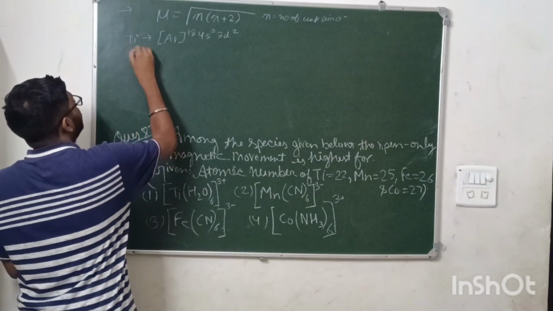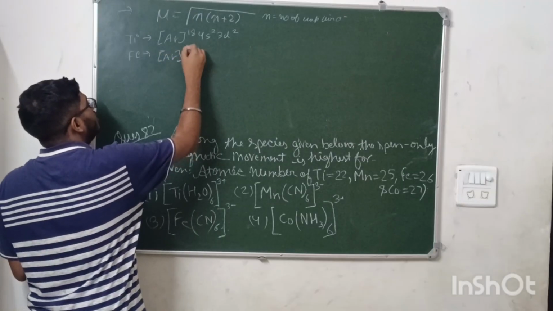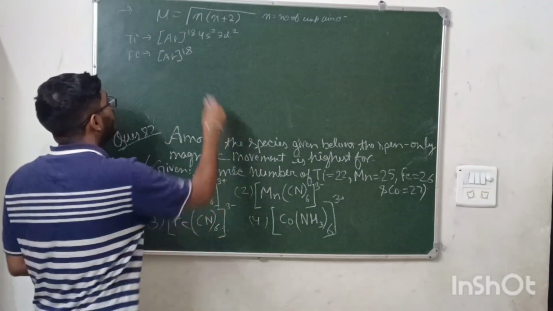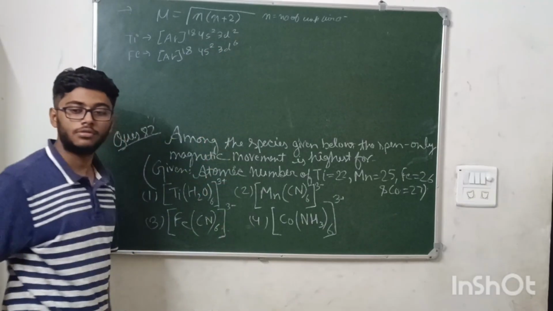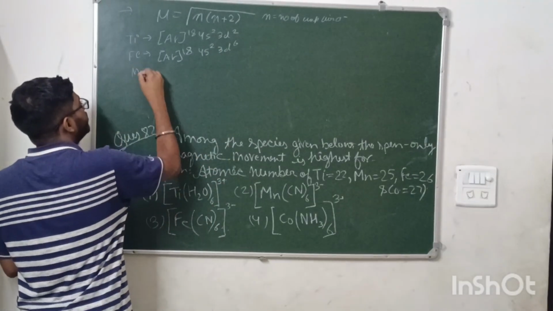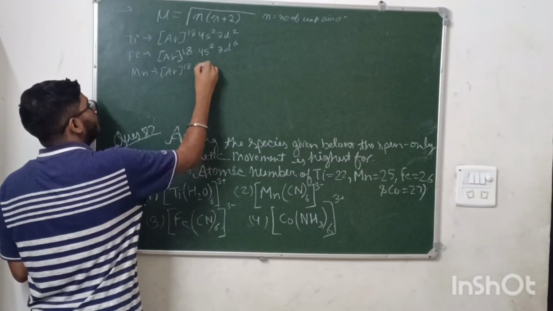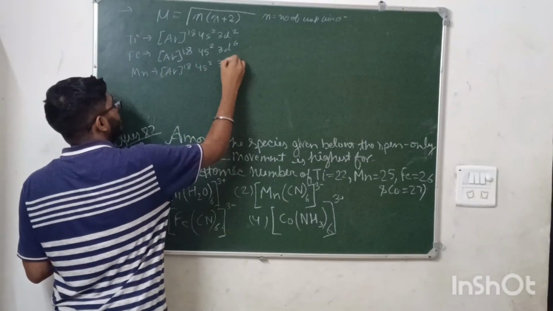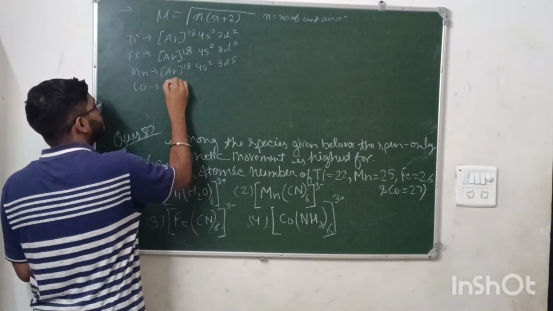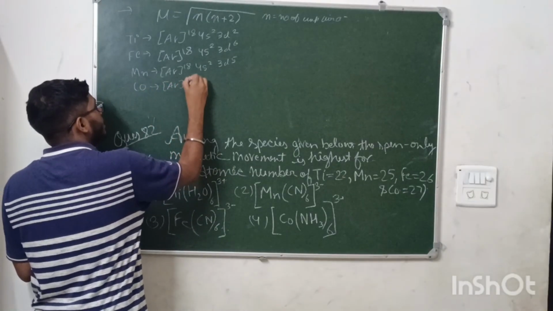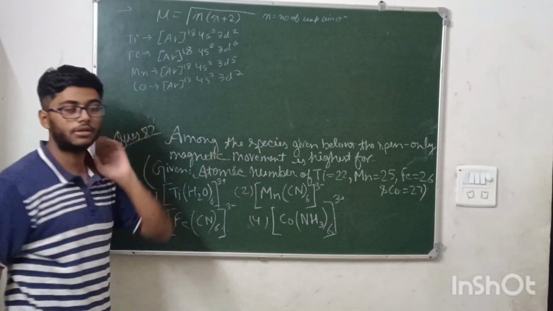As well as for iron, the electronic configuration is argon 18, 4s2 3d6. Okay, for manganese it is argon 18, 4s2 3d5. For cobalt it is argon 18, 4s2 3d7. These are the configurations.